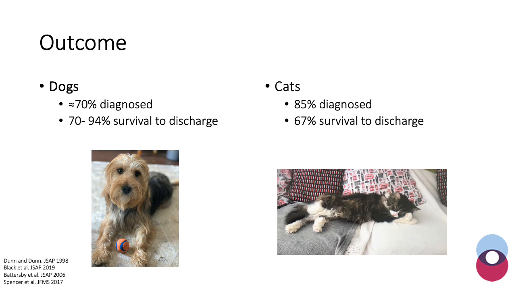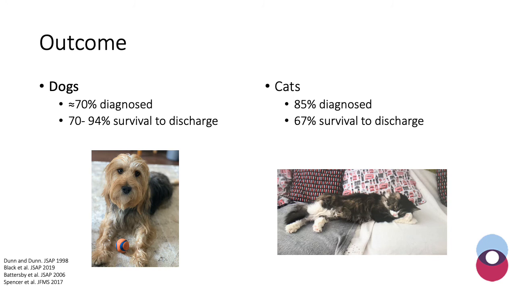A similar thing is found in cats, where about 85% will have a diagnosis. When we can't find it in 15%, the rest probably will have a diagnosis, and 67% of these will survive to discharge. I think the difference in diagnosis and outcome in cats is related to the data having been taken from the Sarah Spencer study, but also to the quite high prevalence of FIP in that study, which will naturally affect outcome.